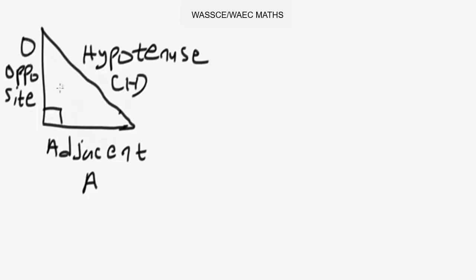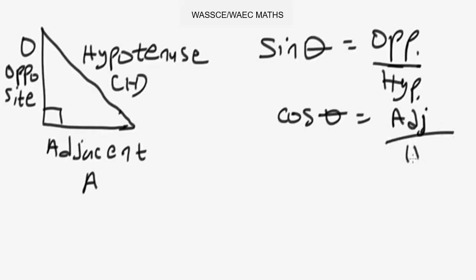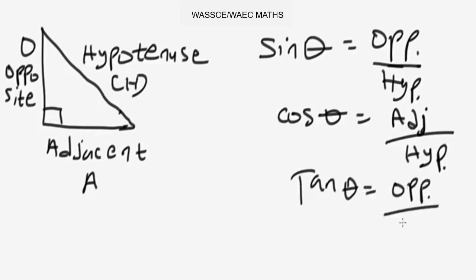Now, basically for trig formulas, let's say you want to find sine theta, or sine x: it is opposite over hypotenuse. Now cos theta equals adjacent over hypotenuse. And we have tan theta equals opposite over adjacent.